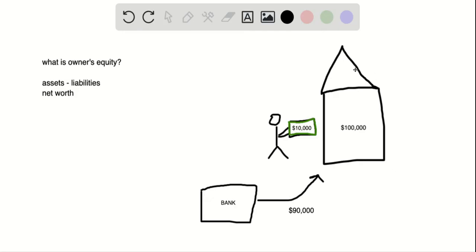If we take a look at, say, a person buying a home, they want to buy this house over here that's worth $100,000, but they can only afford to make a down payment of $10,000. So, this is them with their green cash payment of $10,000, and then they're also going to take out a loan from this bank down here of the other $90,000 that they need to purchase the home. So, in this example, they're gaining $100,000 worth of assets in their house, but they're also taking on $90,000 worth of liabilities.